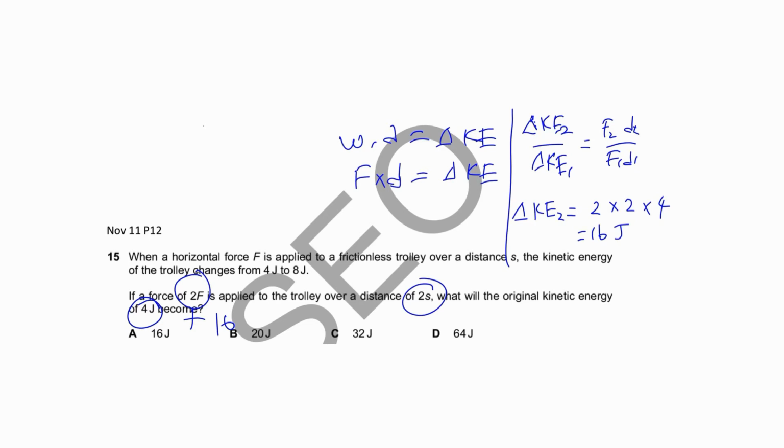But you need to understand, this is not the final answer. We don't want to find the change in KE, we want to find the final KE right here. Since the original KE is 4, there's a change of 16, so you plus 16, so you get the answer of 20.